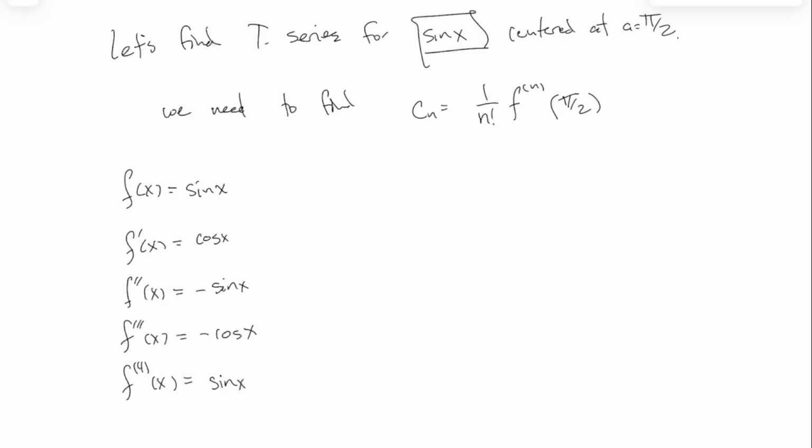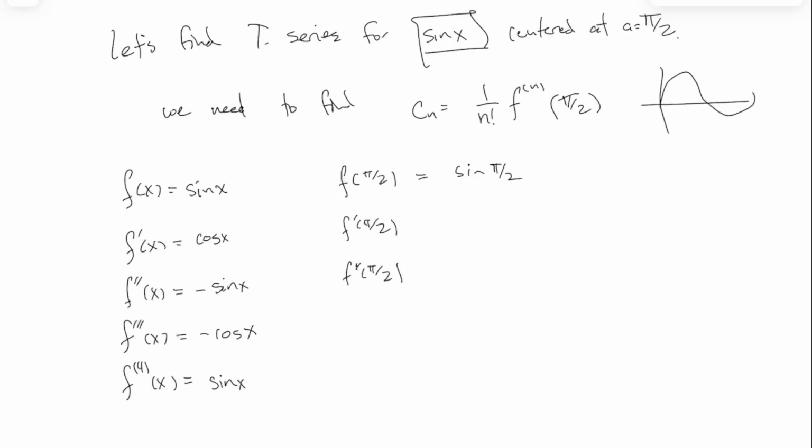Those are the various derivatives of sine x. And then we're going to plug in pi over 2. I want to do f, the nth derivative, evaluated at pi over 2. So when I do f of pi over 2, I'm going to do f prime of pi over 2, f double prime of pi over 2, and so on. What's that? That's sine of pi over 2. Any trig masters out there? What do you say? 1. It is 1, yeah.